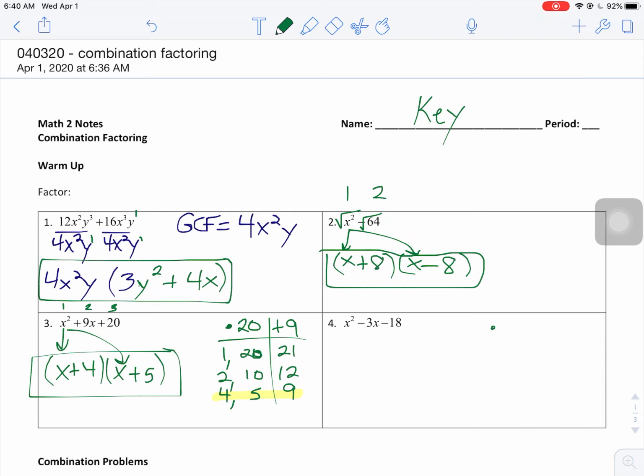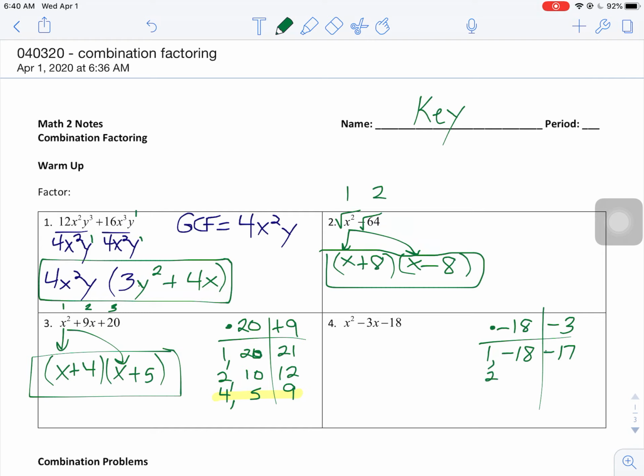So I'm looking for 2 numbers that multiply to negative 18. Those same 2 numbers need to add to negative 3. Start with 1, so 18 divided by 1 is 18. Now notice on this one, we're supposed to multiply to a negative number, so one of my numbers has to be negative. I'm also trying to add to a negative number, so I'm going to put the negative sign on my bigger number, because that's the only way I'm going to add up to a negative number. So 1 plus negative 18 is negative 17.